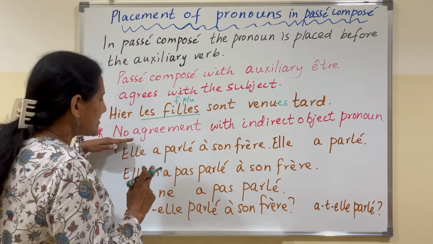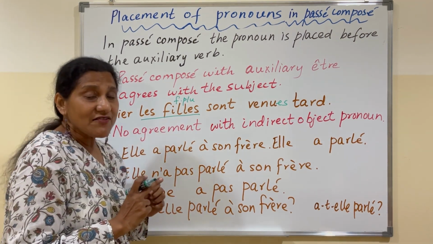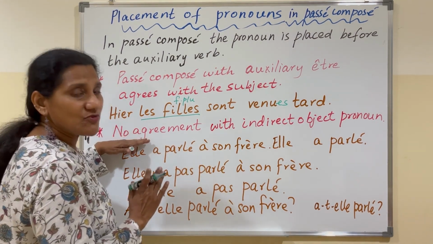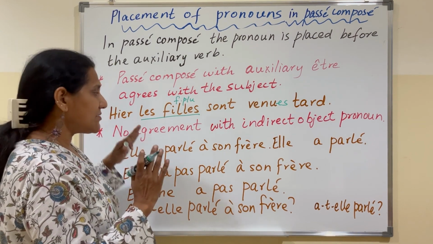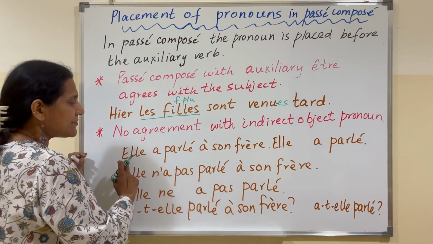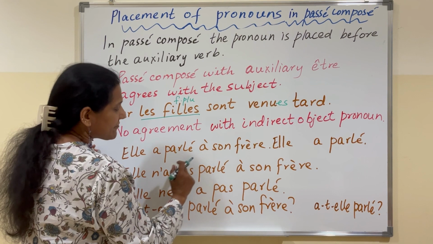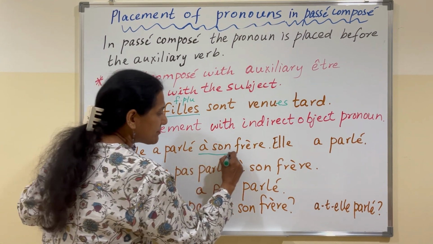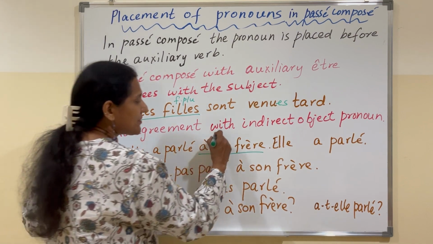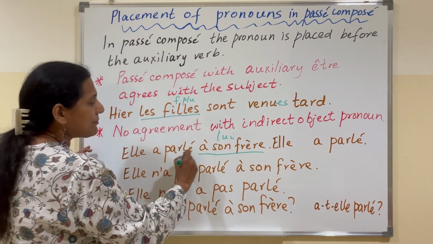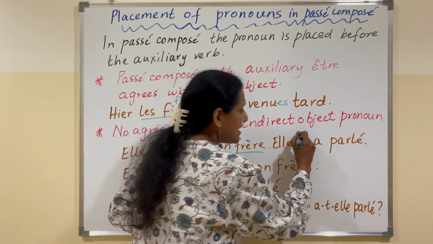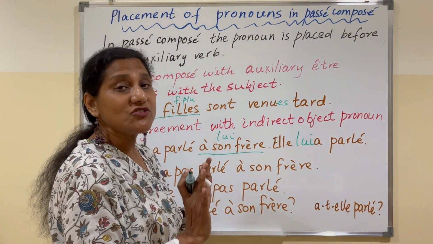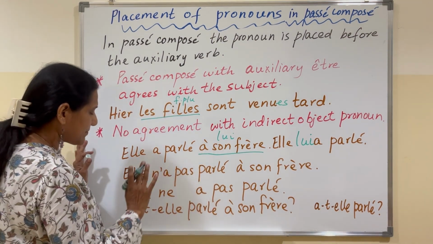Now, next we go on to when it's an indirect object pronoun. It's very important: there's no agreement with the indirect object pronoun. So let's take an example. Elle a parlé à son frère. I can see here the verb and then it's followed by a preposition plus a person. So this will be replaced by lui. Elle lui a parlé. We are not going to have any agreement with indirect object pronouns.